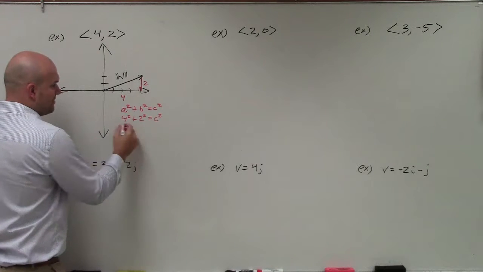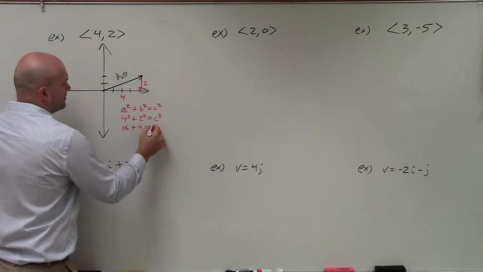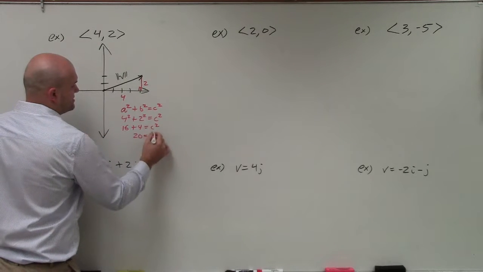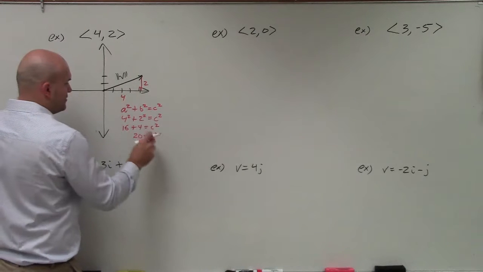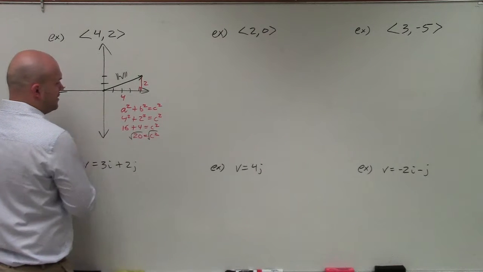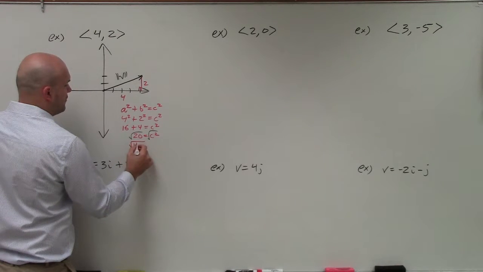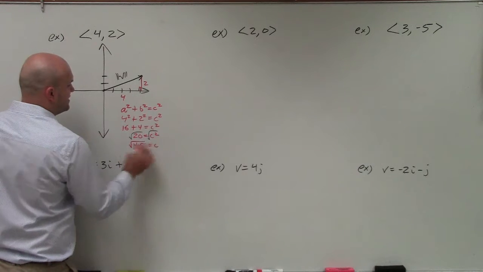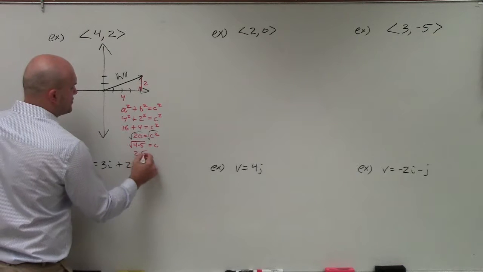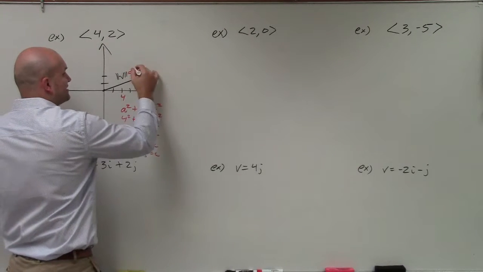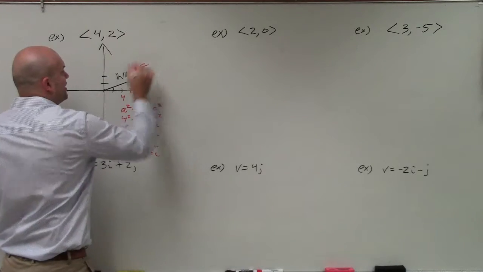c squared represents our hypotenuse. 16 plus 4 equals c squared. 20 equals c squared. Then we'll take the square root of both sides. Can't simplify the square root of 20 as it is, so I can break that down into the square root of 4 times 5 equals c. The square root of 4 is 2, so 2 times the square root of 5 equals c. Therefore, I can say the magnitude of this vector is 2 square root of 5.